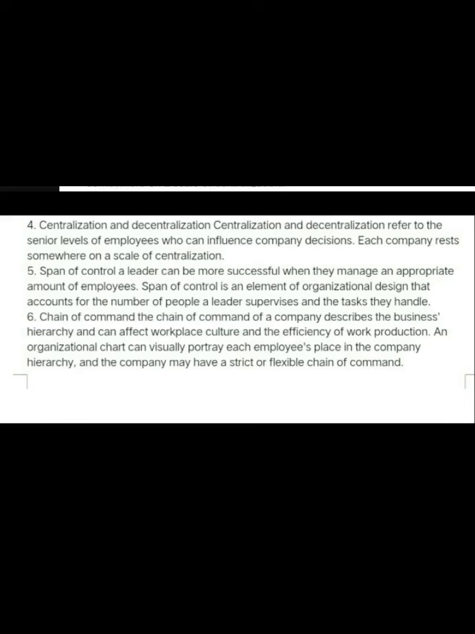Fifth, span of control. A leader can be more successful when they manage an appropriate amount of employees. Span of control is an element of organizational design that accounts for the number of people a leader supervises and the tasks they handle. And lastly, the chain of command. The chain of command of the company describes the business hierarchy and can affect workplace culture and the efficiency of work production. An organizational chart can visually portray each employee's place in the company's hierarchy, and the company may have a strict or flexible chain of command.